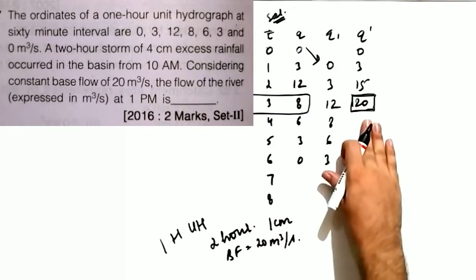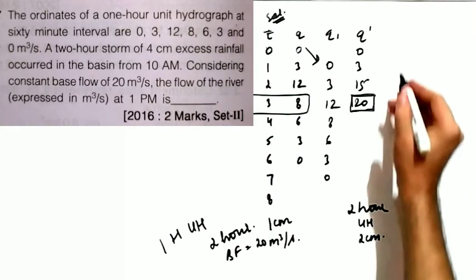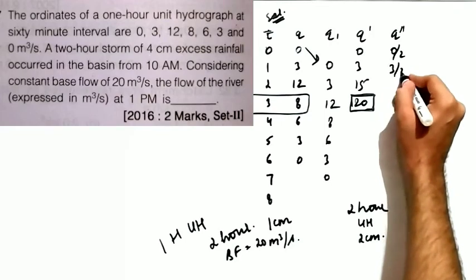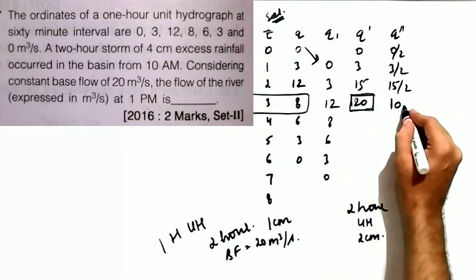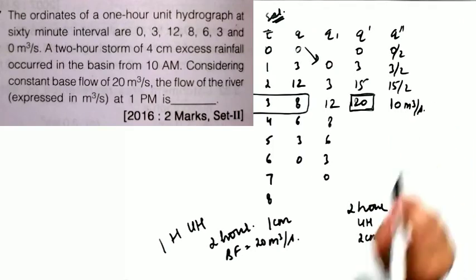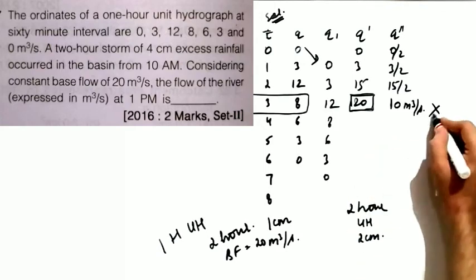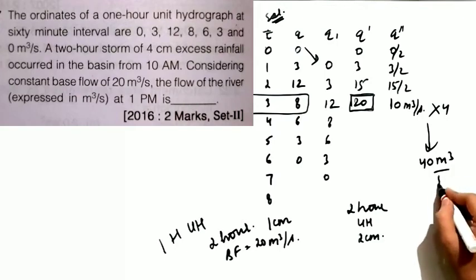Now you will have to divide it by a factor of 2 so that you will obtain a unit hydrograph. Now this will be 0 by 2, this will be 3 by 2, this will be 15 by 2, and this will be 20 by 2, and it will be equal to 10 meter cube per second. Now this is a 1 centimeter unit hydrograph for 2 hours. Now since the excess rainfall in the question is given as 4 centimeter, you will have to multiply it by 4 so that you will obtain 40 meter cube per second.